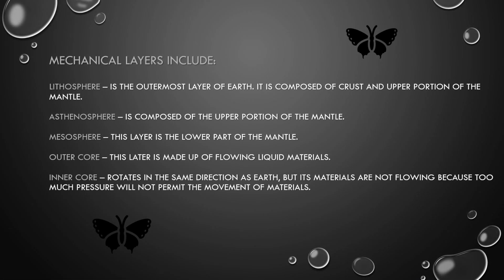Now moving on to the mechanical layers of the Earth. These layers include the lithosphere, asthenosphere, mesosphere, the outer core, and the inner core. The first layer is the lithosphere. The lithosphere is the outermost layer of Earth. It is composed of the crust and the upper portion of the mantle.